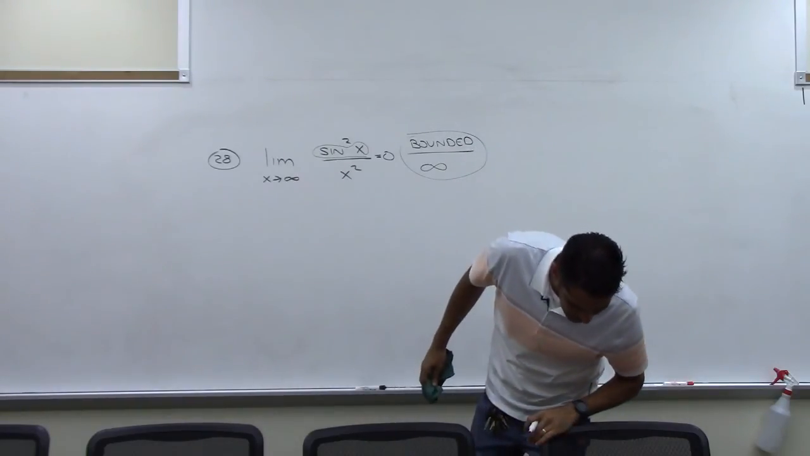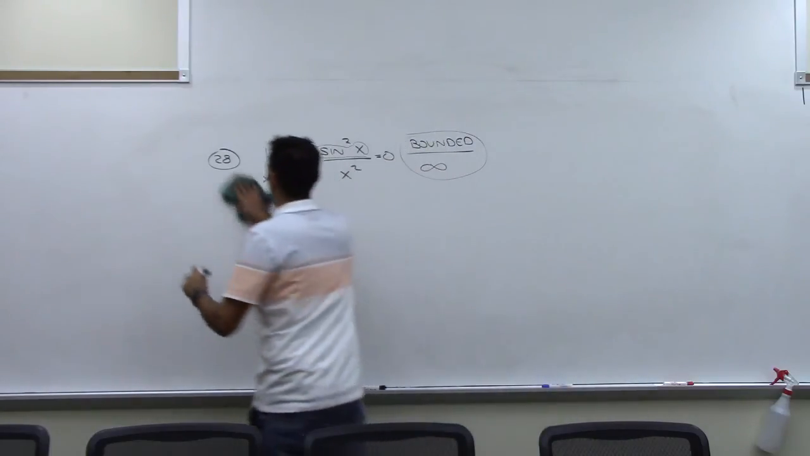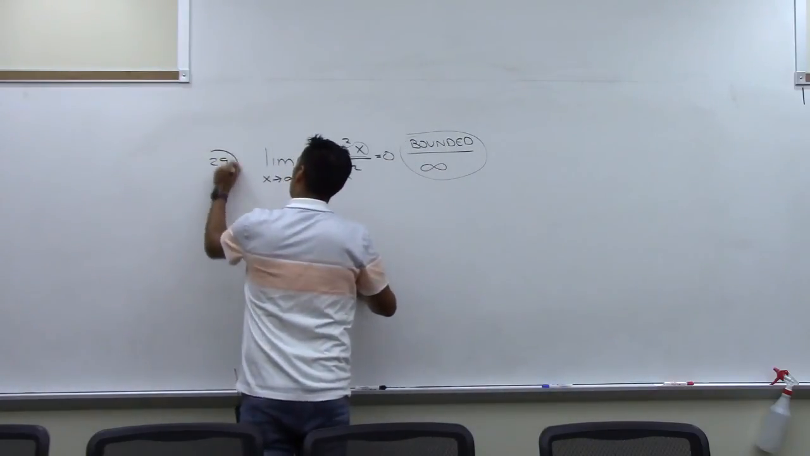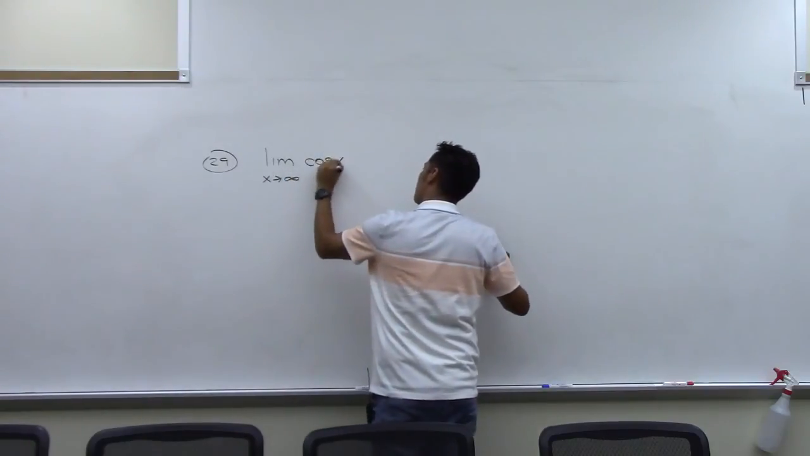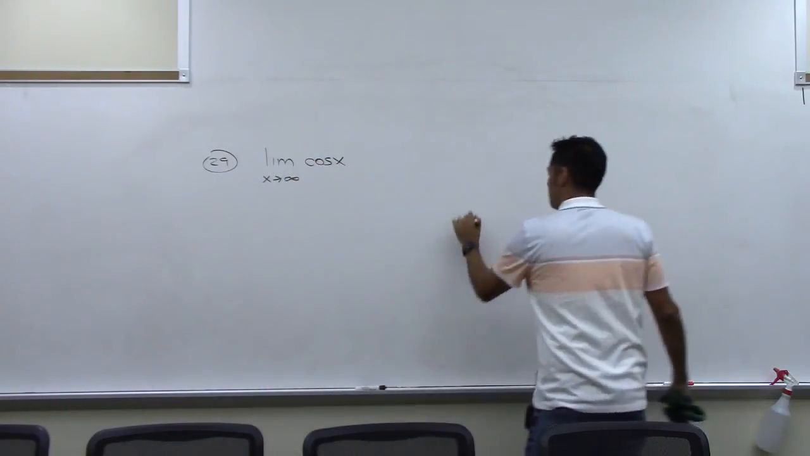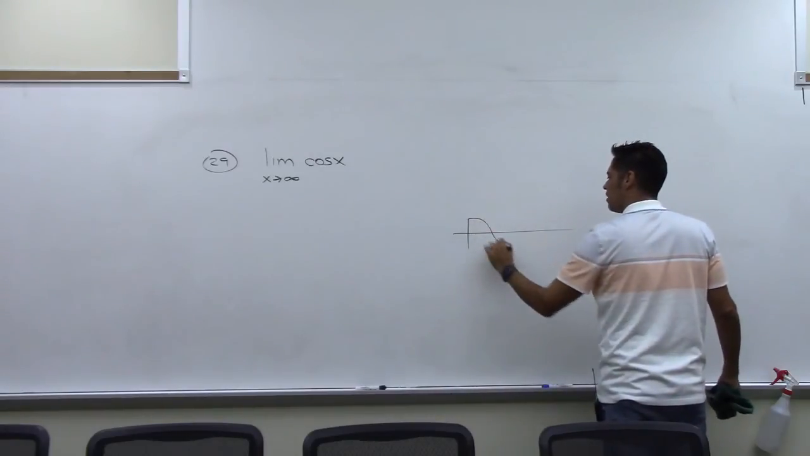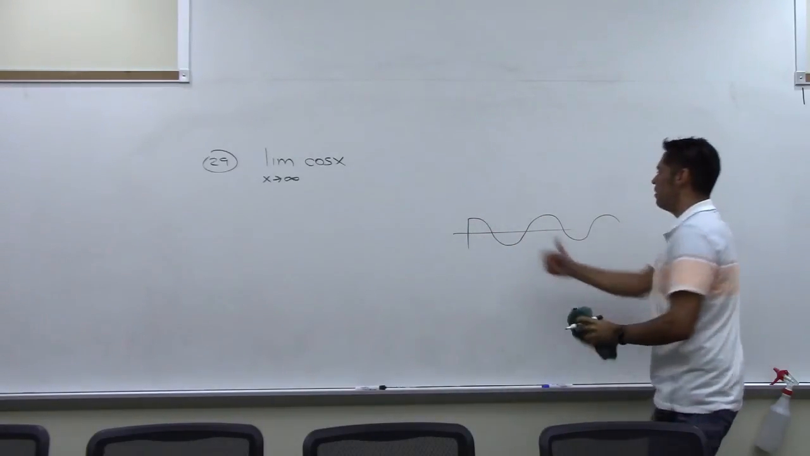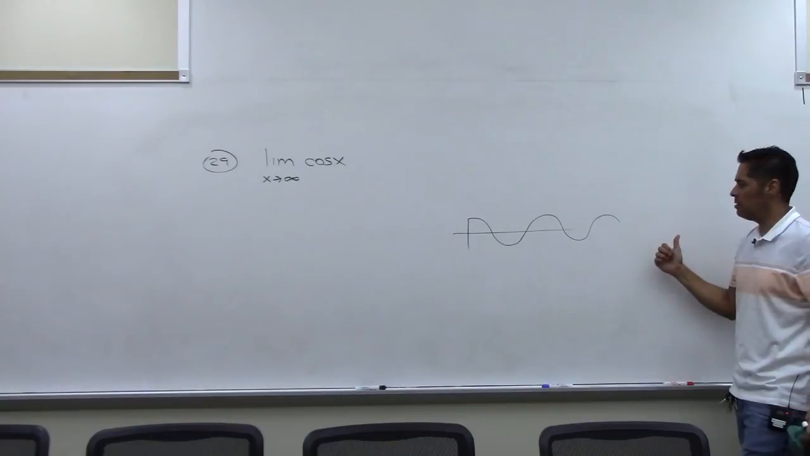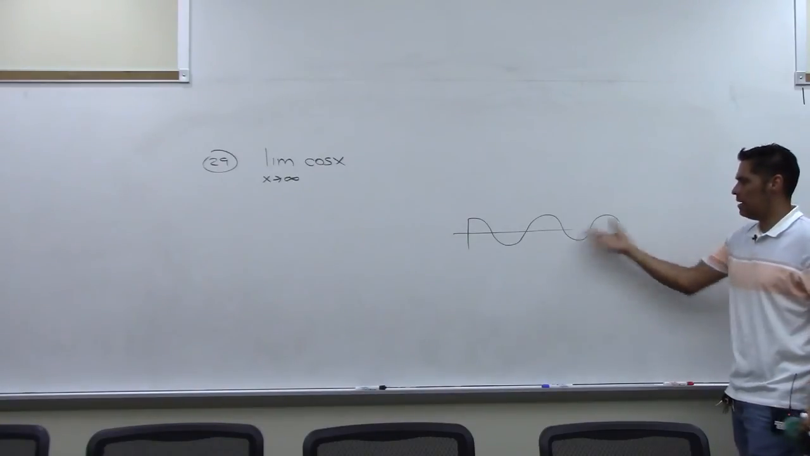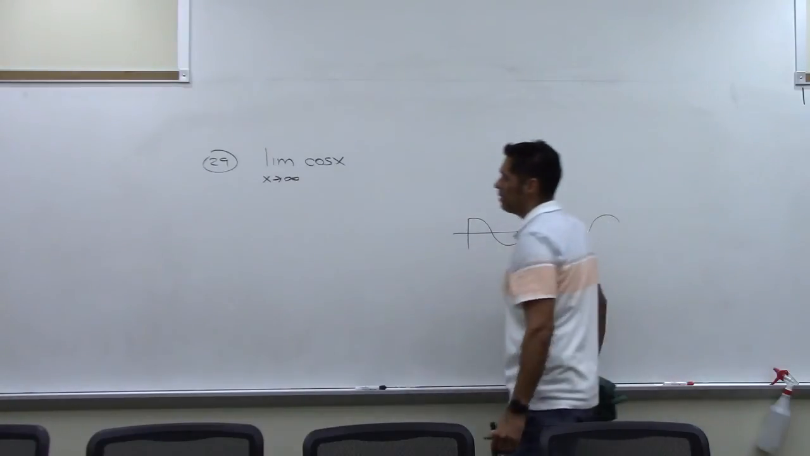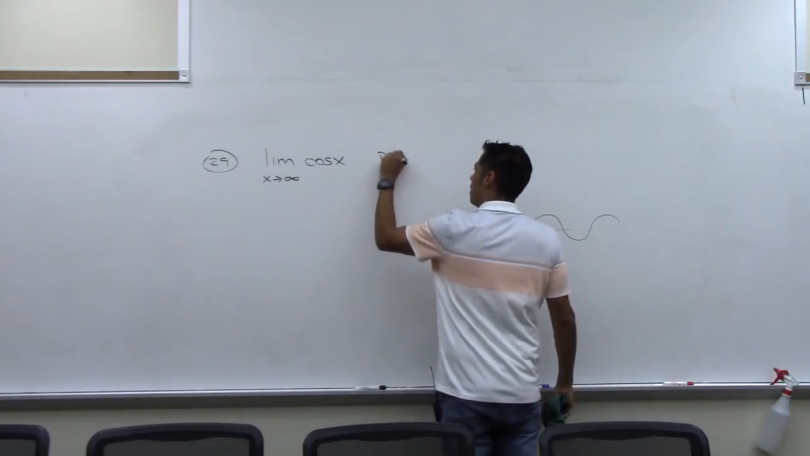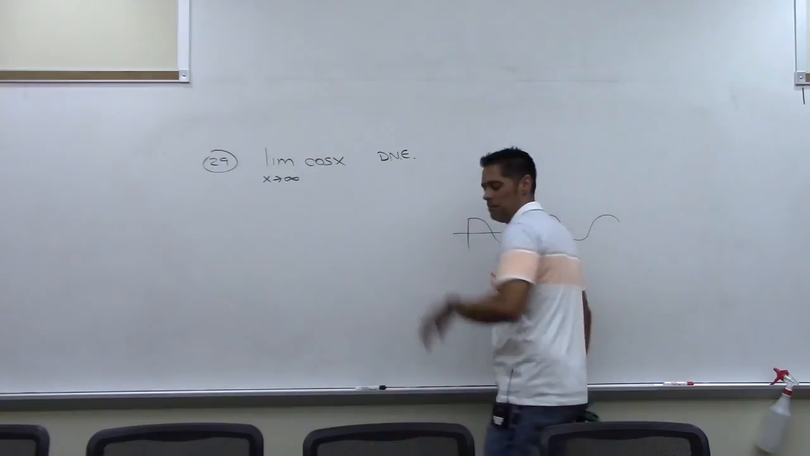Limit x goes to infinity of cosine x. So this one, cosine looks like this. And as you go to infinity, it's not headed anywhere. It just oscillates. So since cosine's the only thing in here, this limit just doesn't exist. Done.